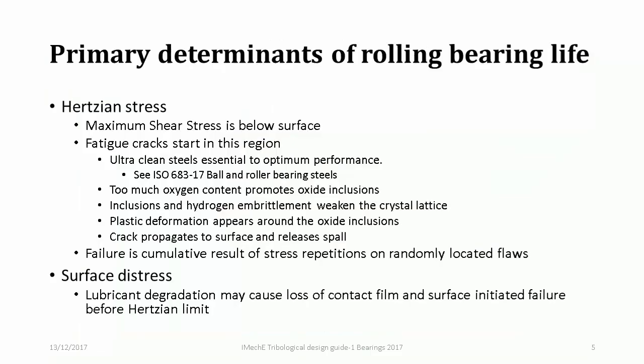Primary determinants of rolling bearing life. The classic determinant of rolling bearing life is the Hertzian stress. This was worked out by Hertz, who calculated correctly that the maximum shear stress in a rolling contact is not on the surface, but below the surface. It explains why fatigue cracks suddenly appear at the surface and a lump of material pops out. You can see this on the highway anytime, where a pothole will appear overnight, and this is the same effect on a larger scale. So fatigue cracks start below the surface in this area of maximum stress.